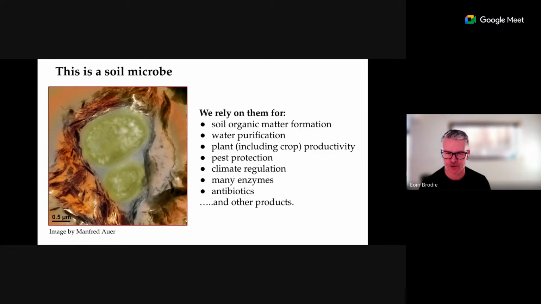But they play a really critical role in climate regulation by the way that they impact soil carbon cycle. And I'll talk quite a bit about that. On another aspect, though, we also rely on soil microbes for many biotechnological resources. Many of our enzymes, industrial enzymes, come from soil microbes, and probably most of our antibiotics come from soil microbes.